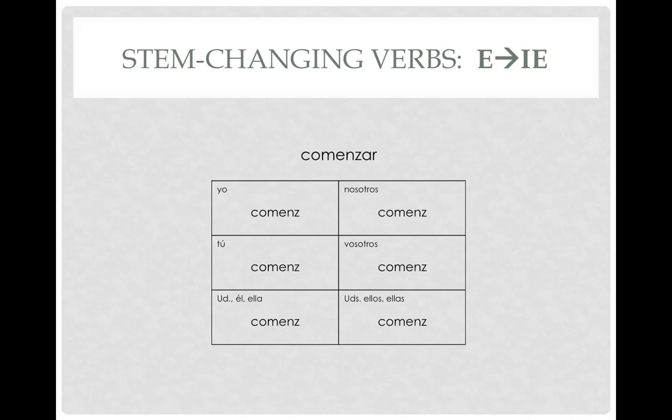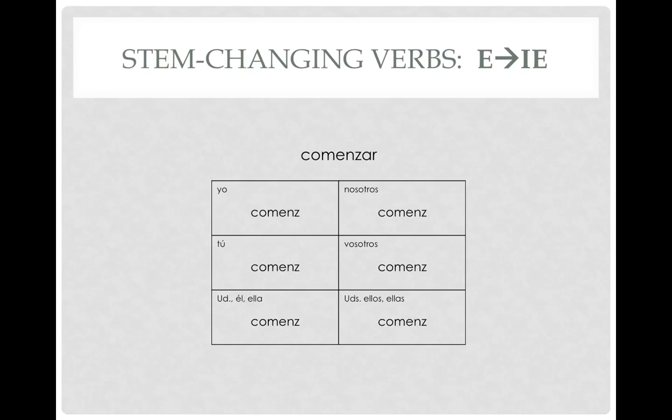Alright, let's start with our first type of stem-changing verbs. We have E to IE. Comenzar is the first one on your list of E to IE stem-changing verbs. So how to conjugate this? We follow the same process that we did with the regular verbs. Start by just writing your stem. So for comenzar, our stem is comenz, C-O-M-E-N-Z. And we write that through all of those forms, the yo, tú, él, usted, nosotros, vosotros, and ellos, ellas, ustedes.